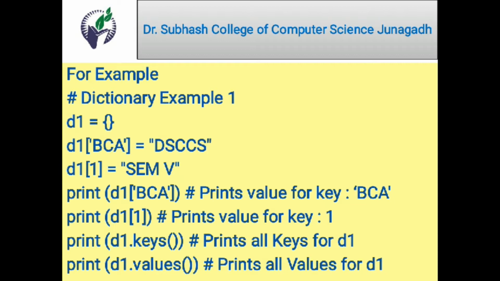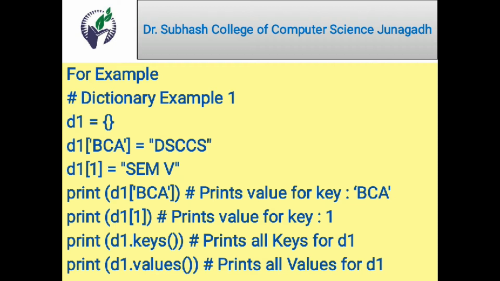D1 dot keys prints all the keys of D1. D1 is a dictionary, so all the key value pairs are associated and stored in the dictionary. So D1 dot keys will print all the keys: the first key, BCA, and the second key, 1. It will print BCA and 1. D1 dot values will print all values of D1. Here two values are there, DSCCS and SEM5, so D1 dot values will print these.